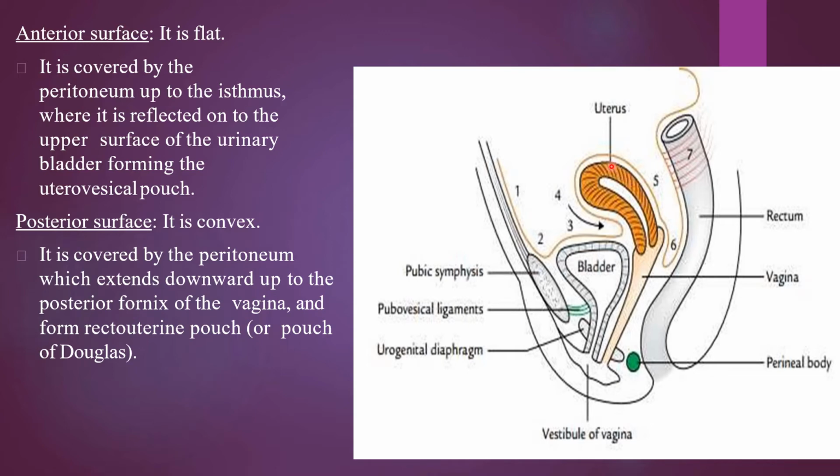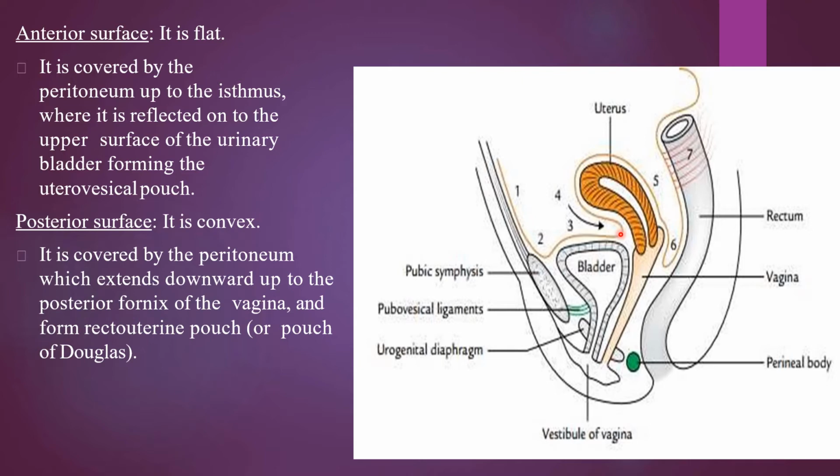About the posterior surface. This is the posterior surface that is also covered by peritoneum. You can see here, this is peritoneum on the posterior surface. It extends downward up to an area called the fornix. This is the posterior fornix of vagina. This bend area is posterior fornix of vagina, which we will see later. So until here peritoneum covers the uterus, where it forms another pouch or fold called the recto-uterine pouch or pouch of Douglas.